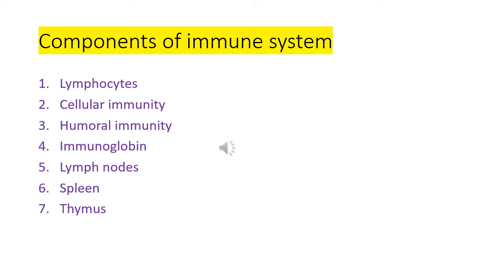Components of the immune system. First, lymphocytes. Second, cellular immunity. Third, humoral immunity. Fourth, immunoglobulins. Fifth, lymph nodes. Sixth, spleen. Seventh, thymus.